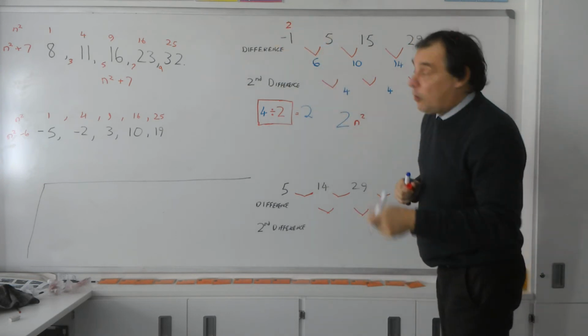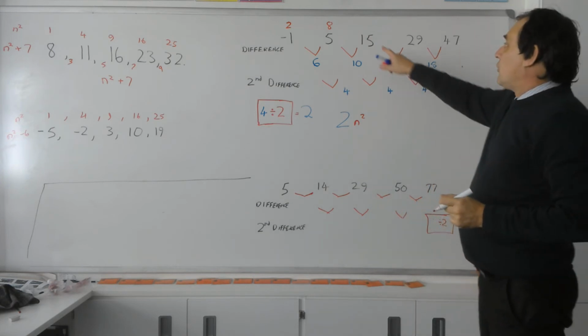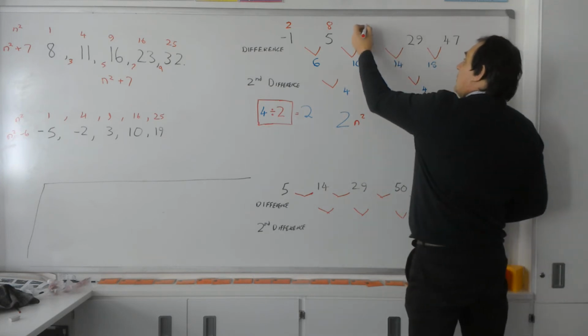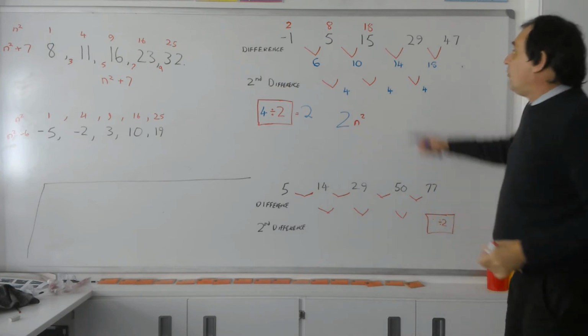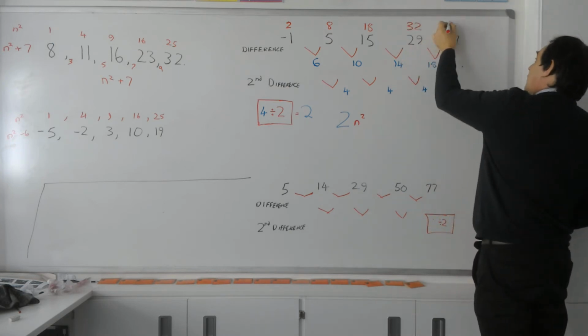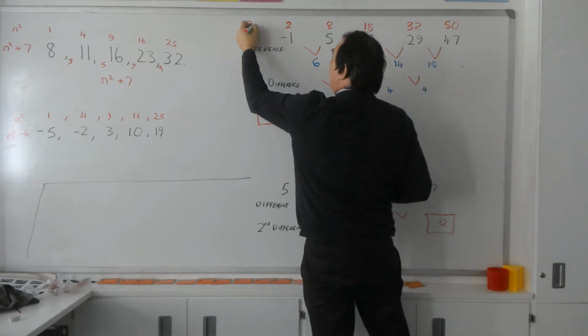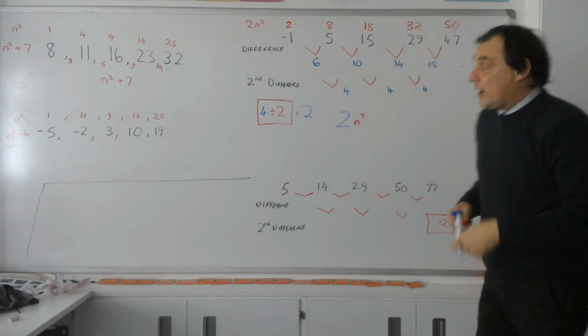2 2s are 4. Double it, you get 8. 3 3s are 9. Double it, you get 18. 4 4s are 16. Double it, you get 32. And 5 5s are 25. Double it, you get 50. That is 2n squared. Okay, so it's square a number, then doubling it.